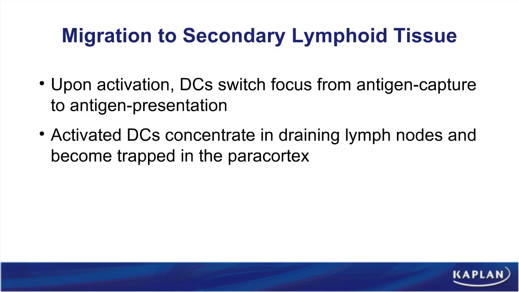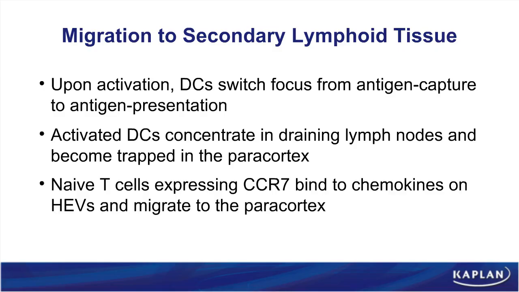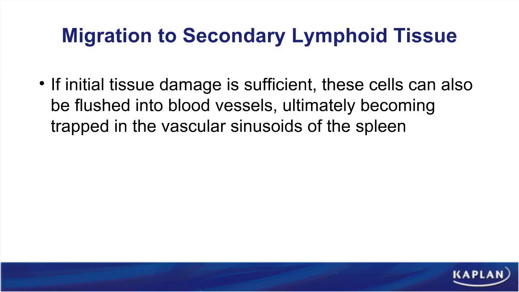The activated dendritic cells then concentrate in those draining lymph nodes, becoming trapped in the paracortex, which we're going to take a look at in just a few minutes, where you'll be able to see that the dendritic cells are then going to present that antigen to the T cells that reside within the paracortex. Naive T cells also express CCR7, bind to chemokines on high endothelial venules within the secondary lymphoid tissues, and also migrate to the paracortex.